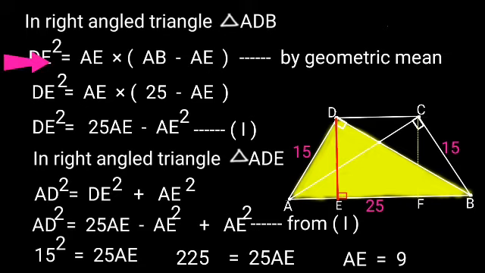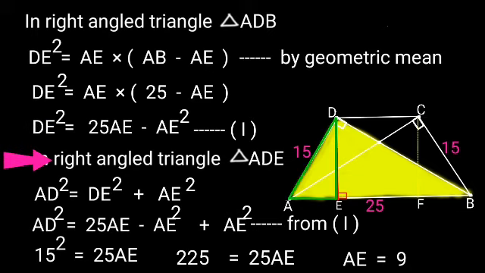But we have given AB is 25. Hence, second step, DE square is equal to AE into bracket 25 minus AE. Then DE square is equal to AE into 25, that is 25 AE, AE into AE, that is AE square, minus AE square. Hence, DE square is equal to 25 AE minus AE square. This is our equation first.